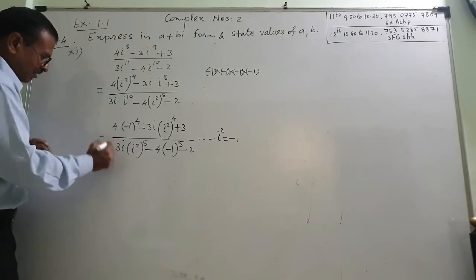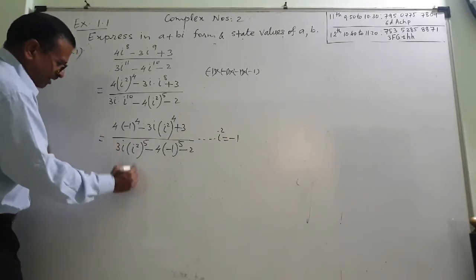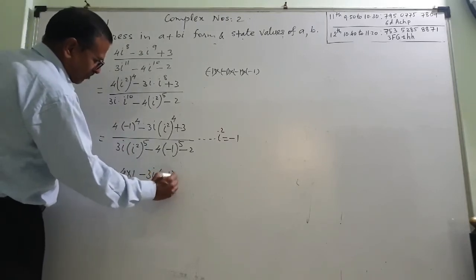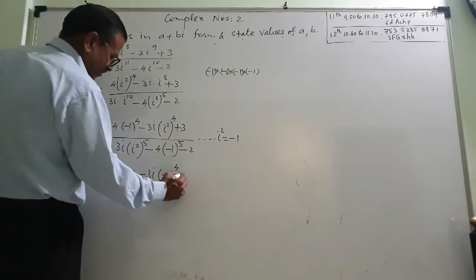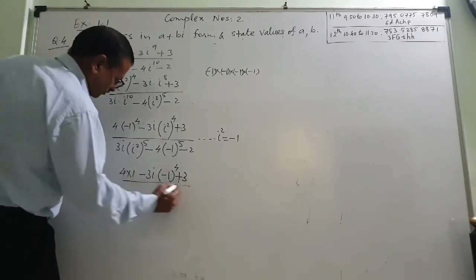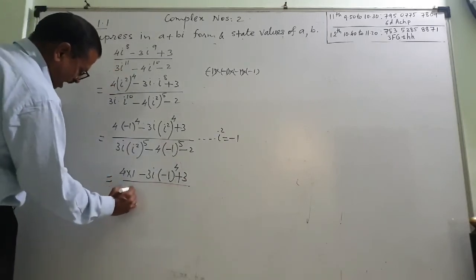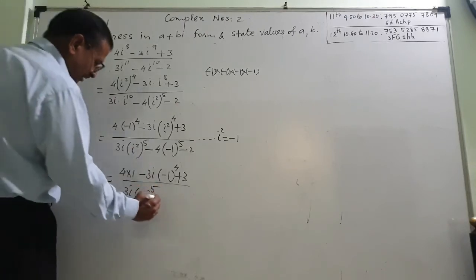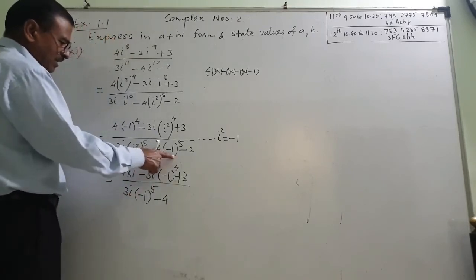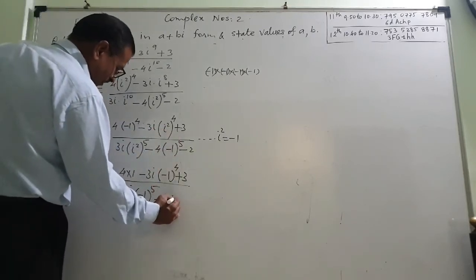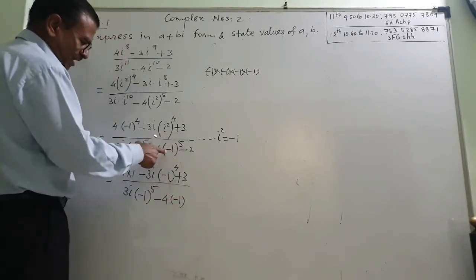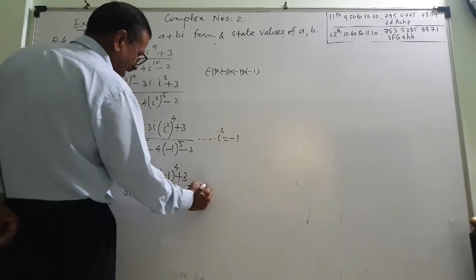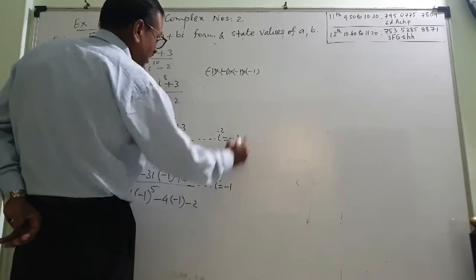So this is nothing but 4 into 1, minus 3i into minus 1 raised to 4, i square means minus 1, plus 3 upon 3i. This i square means minus 1 raised to 5. This minus 4, minus 1 odd times, so it will be minus 1 only. Minus 1 raised to 5, it is odd times, so it will be minus 1, minus 2. Here i square means minus 1, that I have kept.